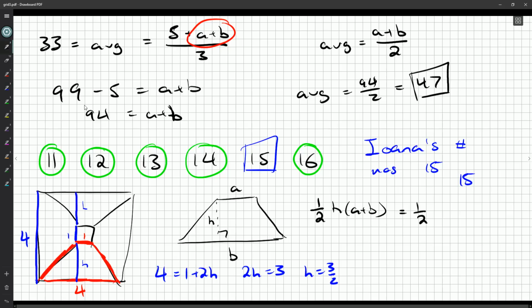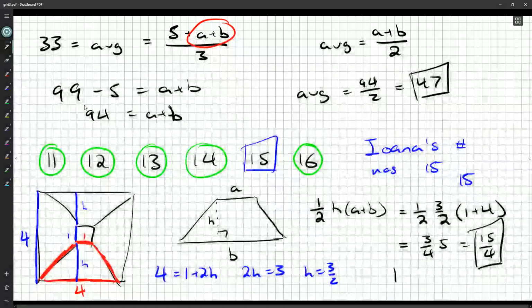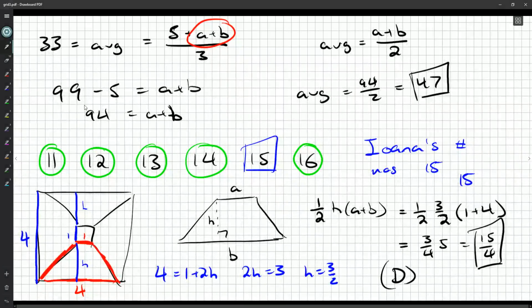So I got 1/2, the height, so 3/2, and then 1 plus 4, the 2 parallel sides. So that's going to be 3/4 times 5, 15/4. We'll leave it as a fraction. They might have wanted decimal, I don't know. Nope, there we go. And so our answer is going to be D, 15/4, and that's exactly what we bubble in. Now, that's not the only way we could do the question.